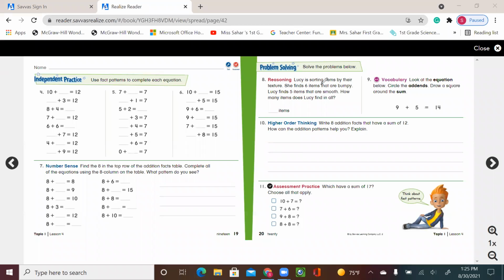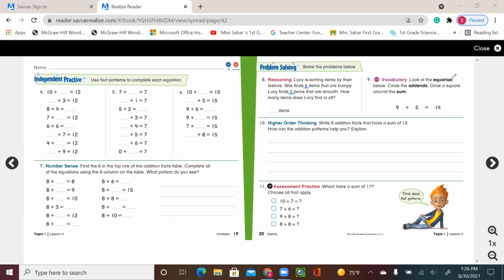All right. Lucy is sorting items by their texture. They find 6 items that are bumpy. Lucy finds 5 items that are smooth. So 6 are bumpy and 5 are smooth. How many items does Lucy find in all? Find in all means it doesn't matter if it's smooth or bumpy, it's all together. So what are we going to do? Simple addition, 6 plus 5. You add the two add-ins. So 6 plus 5 equals, and you put your answer here.